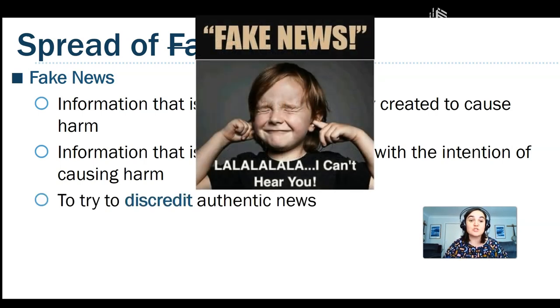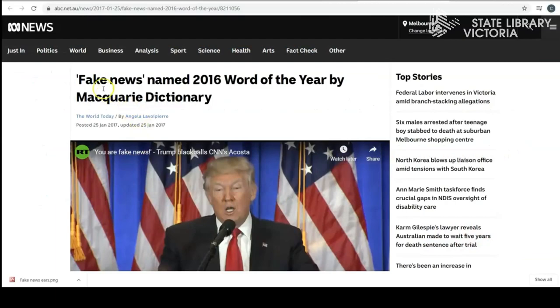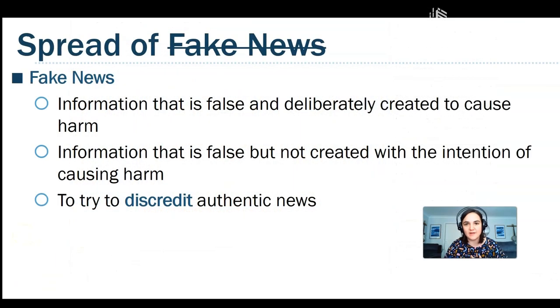It's also used to try and discredit authentic news. So perhaps something is actually true, but someone will cry the term fake news to discredit things that don't hold with their belief system or their political views.